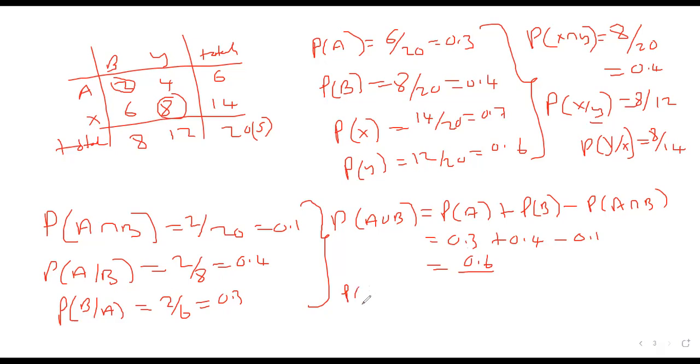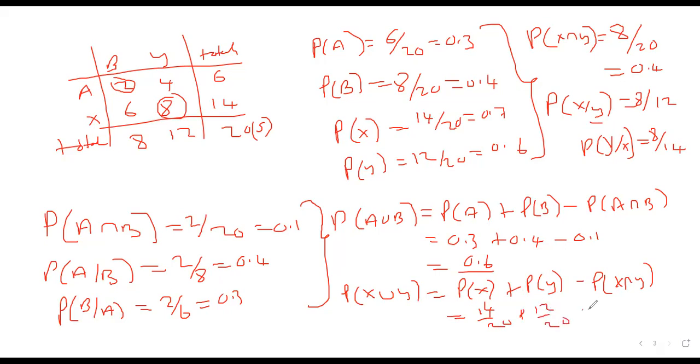Therefore, to find the union set X union Y, we're simply going to say probability of X plus probability of Y minus the intersection of X intersection Y. The probability of X, we had found what? 14 over 20. Probability of Y, we had found what? 4 over 20. And the intersection, we had found 8 over 20. So this will give us our final answer, which is 18 over 20, or 0.9.